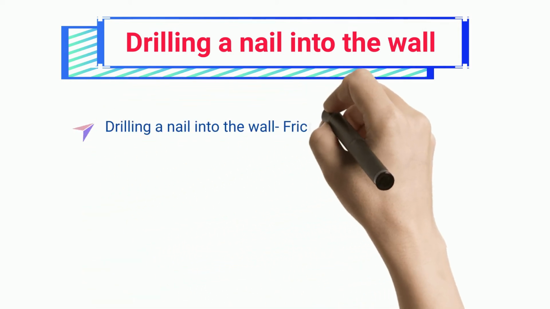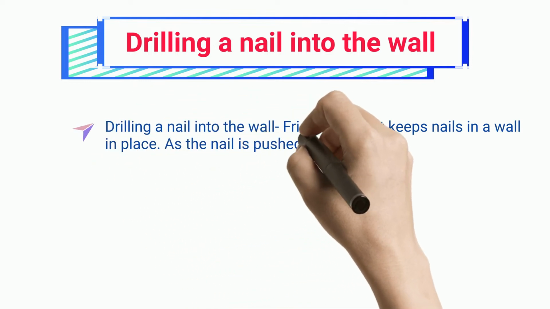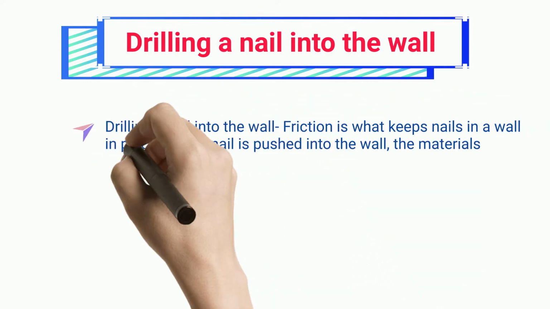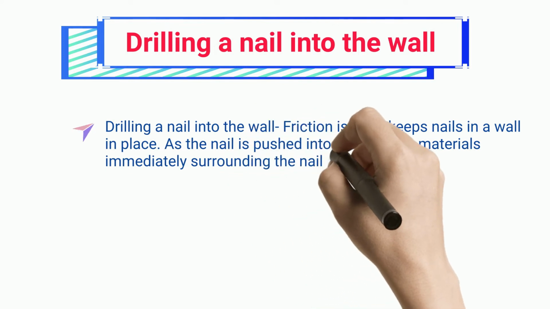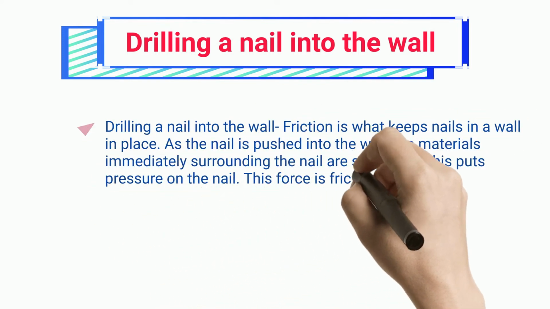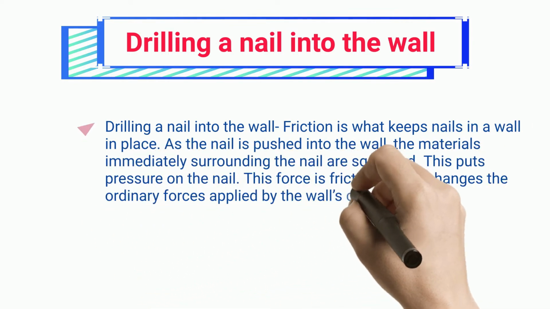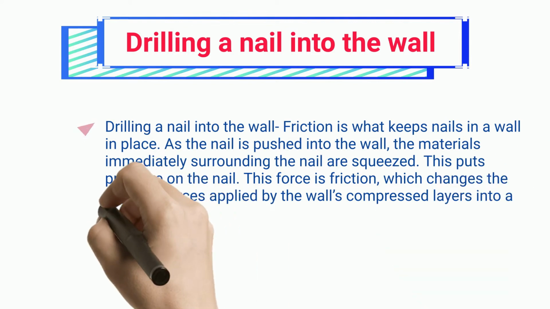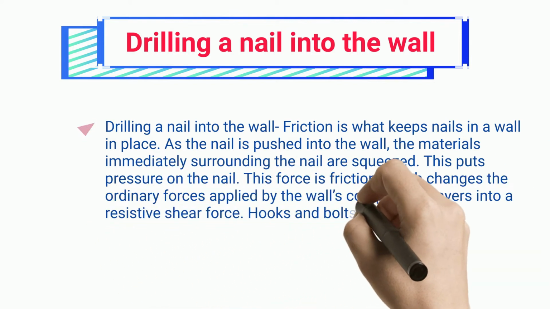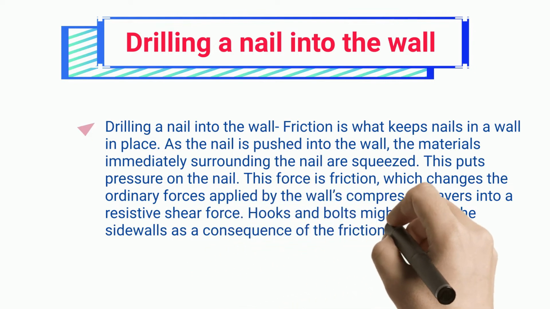Drilling a nail into the wall. Friction is what keeps nails in a wall in place. As the nail is pushed into the wall, the materials immediately surrounding the nail are squeezed. This puts pressure on the nail. This forces friction, which changes the ordinary forces applied by the wall's compressed layers into a resistive shear force. Hooks and bolts might stick to the sidewalls as a consequence of the friction.